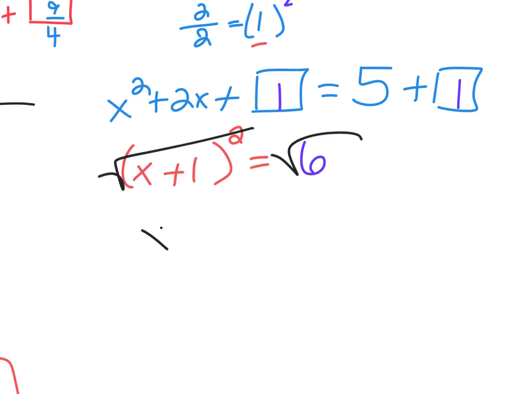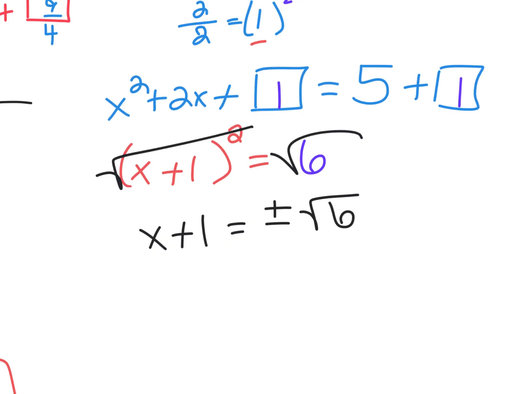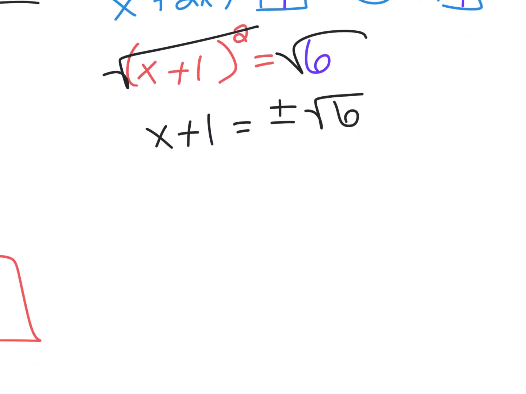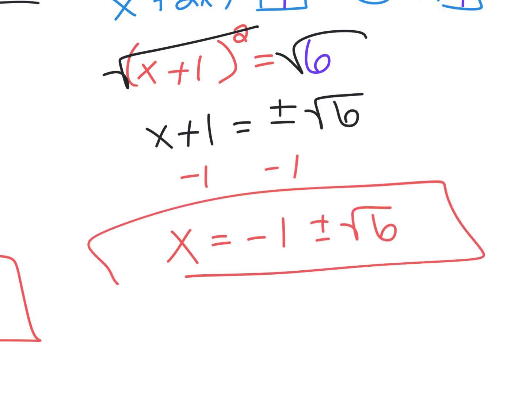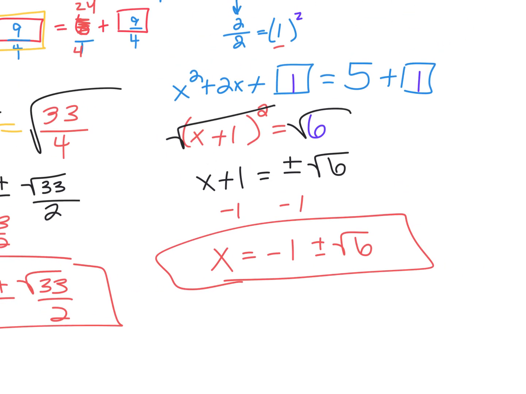So this becomes x plus 1. When I take the square root of both sides, what goes in front of my answer? Plus or minus, good. Is there a perfect square hidden inside of 6? Nope. So what's the last thing I have to do to get x all by itself? Subtract 1 from both sides. So x equals negative 1 plus or minus the square root of 6. Now again, if you use the quadratic formula, you would get the exact same answer. All right.